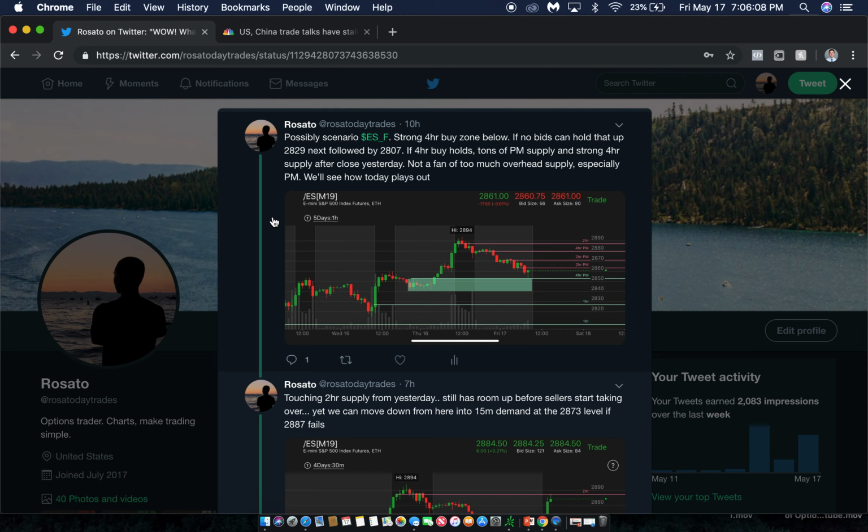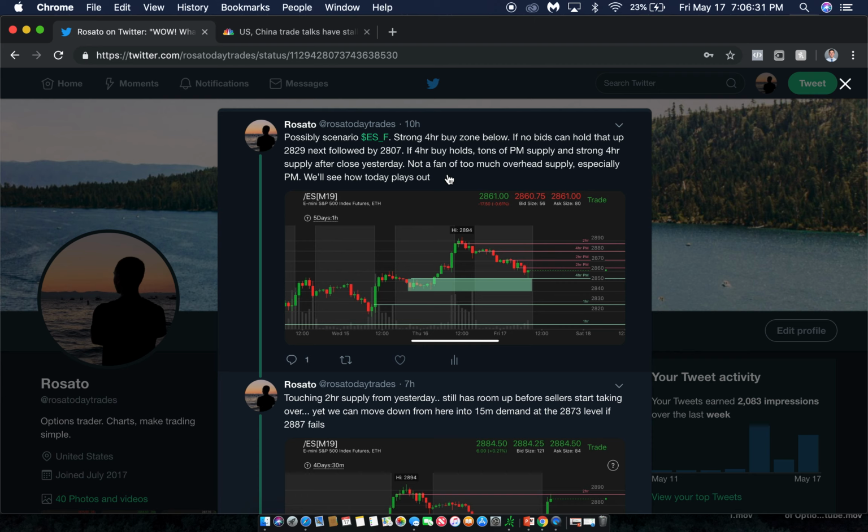So in the morning, pre-market, I posted this around 8:30, 8:45 a.m. Eastern. I said possible scenario for the ES future, the S&P 500. I said a strong 4-hour buy zone below. If no bids can hold that up, 28.29 next, followed by 28.07.